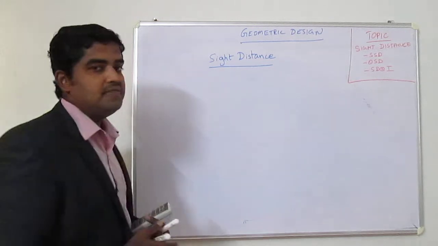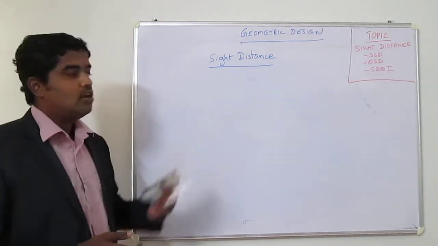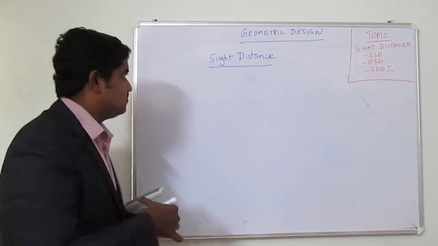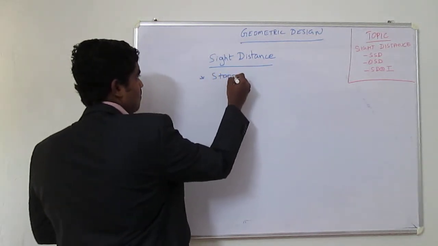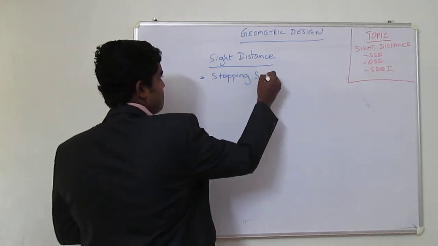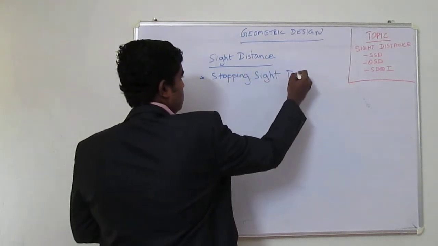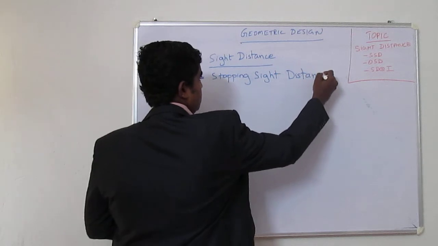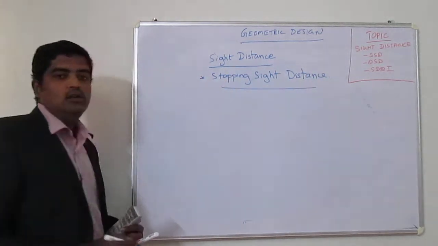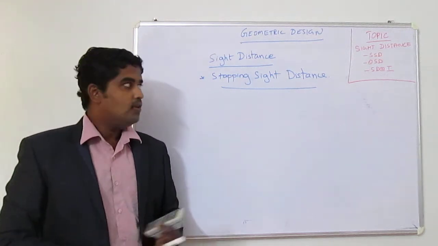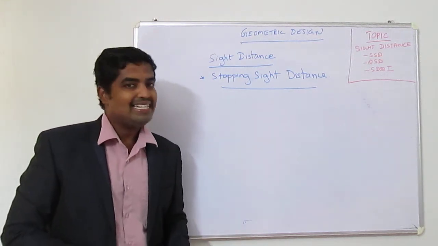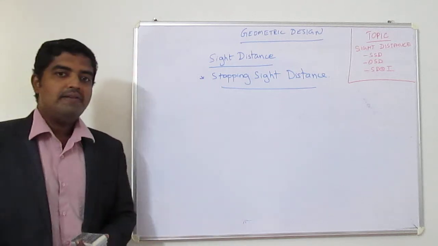So there are three types of sight distance. One is the stopping sight distance, that is SSD. Second one is the overtaking sight distance, that is OSD, and the third is sight distance at intersection. Right? So what is the stopping sight distance?